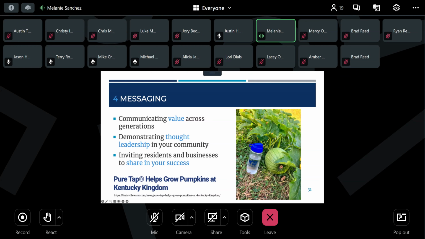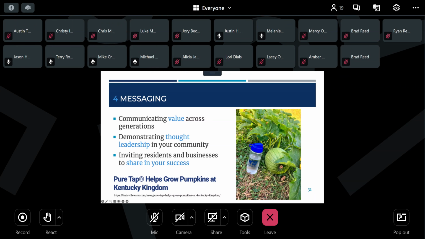Messaging is about communicating value across cultures and across generations. And it's also about demonstrating thought leadership in your community. But again, mostly it's about inviting residents and businesses to share in your success. It can literally mean inviting them. You see here, I have Pure Tap in Louisville.